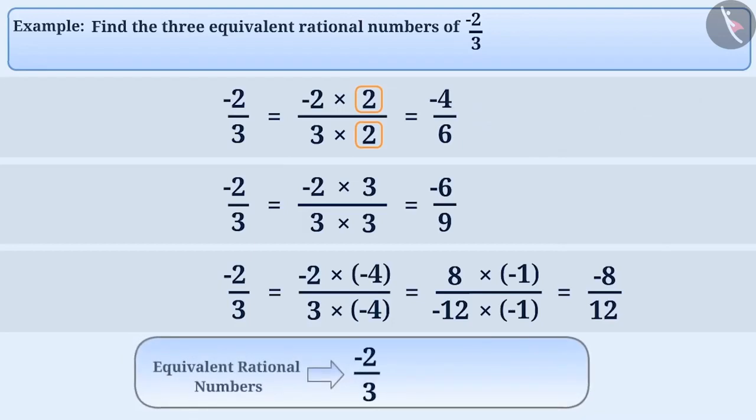Thus, minus 2 by 3, minus 4 by 6, minus 6 by 9, minus 8 by 12, etc. are equivalent rational numbers, since they are equal to each other.